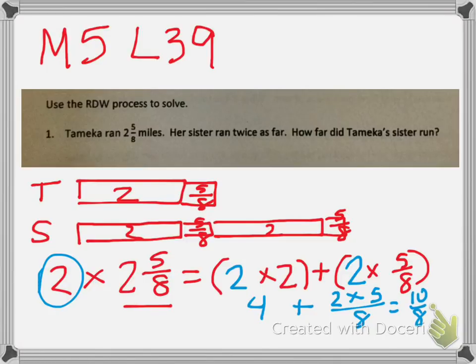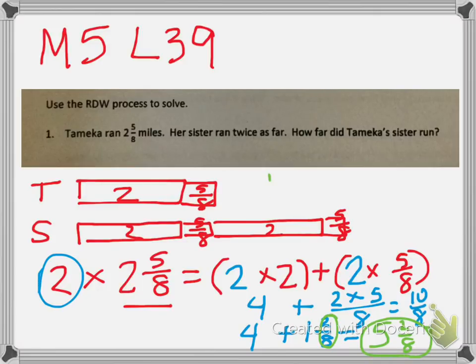Okay, so to add these together, we're going to need to change that 10/8 into a mixed number. So we have 4 plus, so if you turn it into a mixed number, it can go in one time, the leftover parts are 2/8. Okay, so we can add our whole numbers together. That's going to be 4 plus 1 equals 5, and then we need to add this fraction, so it's 5 2/8. Okay, so that's how far Tamika's sister ran.